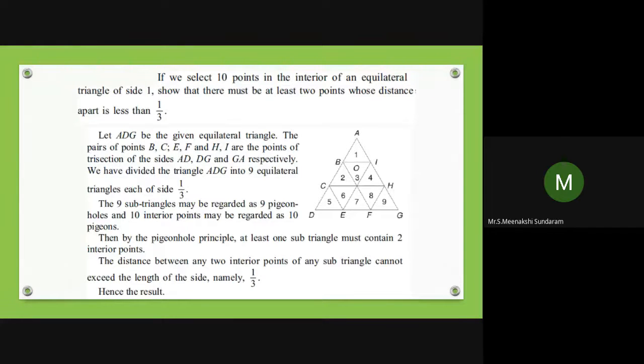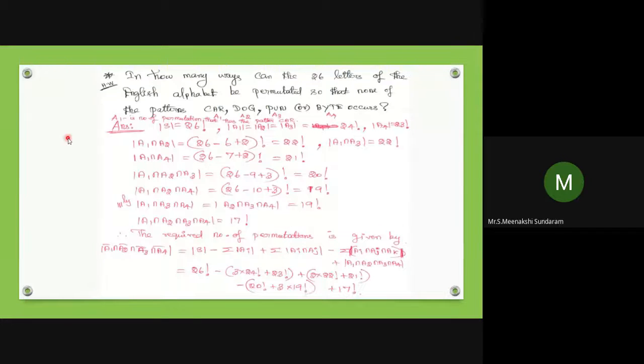Okay, I would like to move on to the next problem. I would like to use the board. That is a homework I will be given. In how many ways can the 26 letters of the English alphabet be permutated? Show that none of the patterns car, dog, pun, and byte occurs.